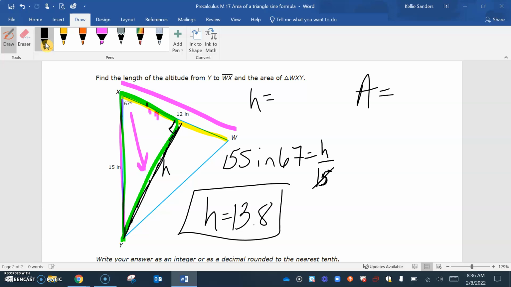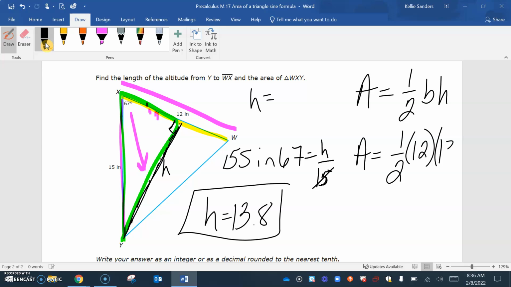And so area equals 1/2 base times height. Area equals 1/2. The base is the 12. The height is the 13.8. The area is 82.8.